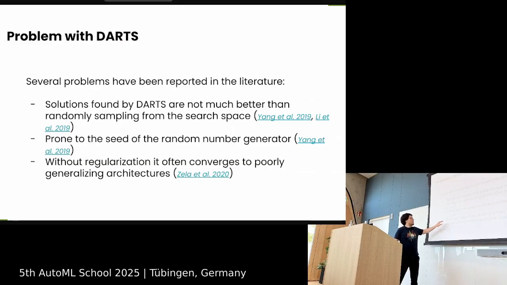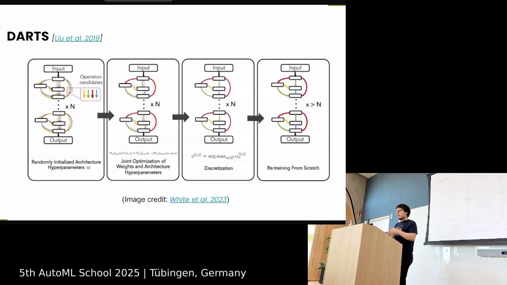Another one is that it's very prone to the random number generator, right? Mostly because of this optimization here, if you run it multiple times with a different seed, you will end up with vastly different solutions.